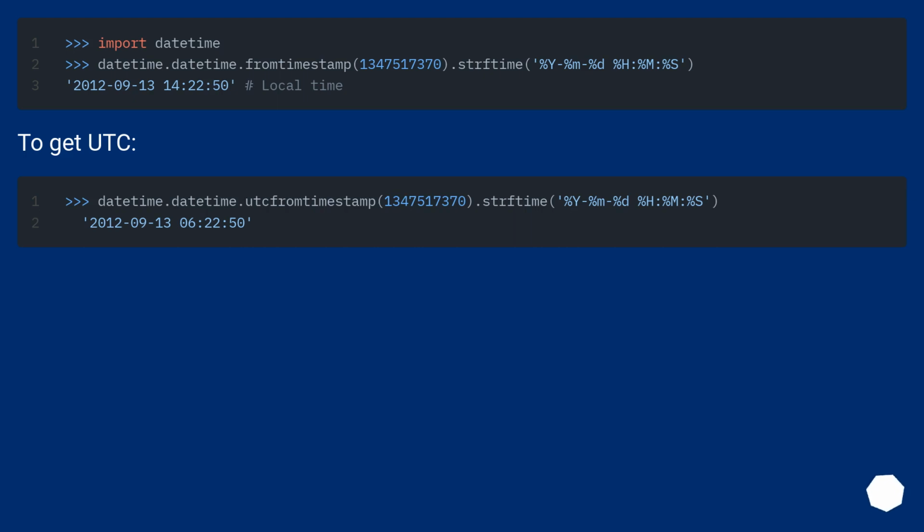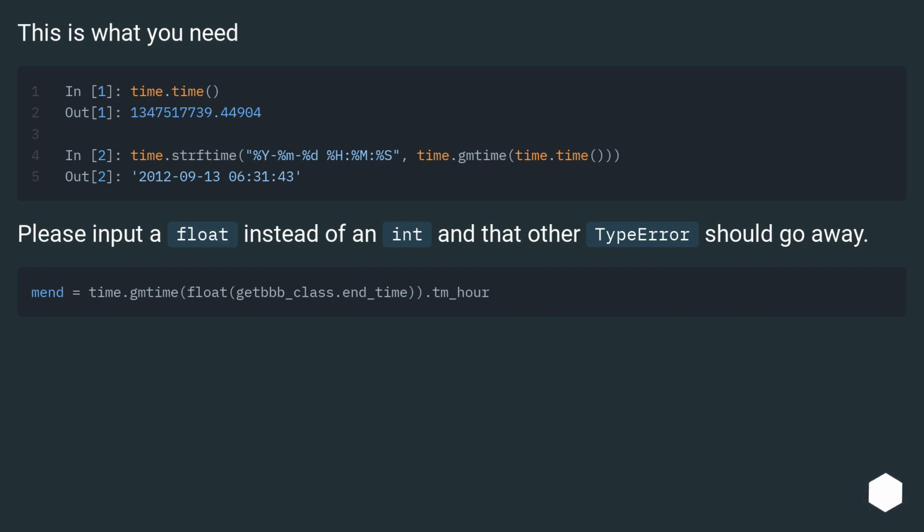To get UTC, this is what you need. Please input a float instead of an int and that other type error should go away.